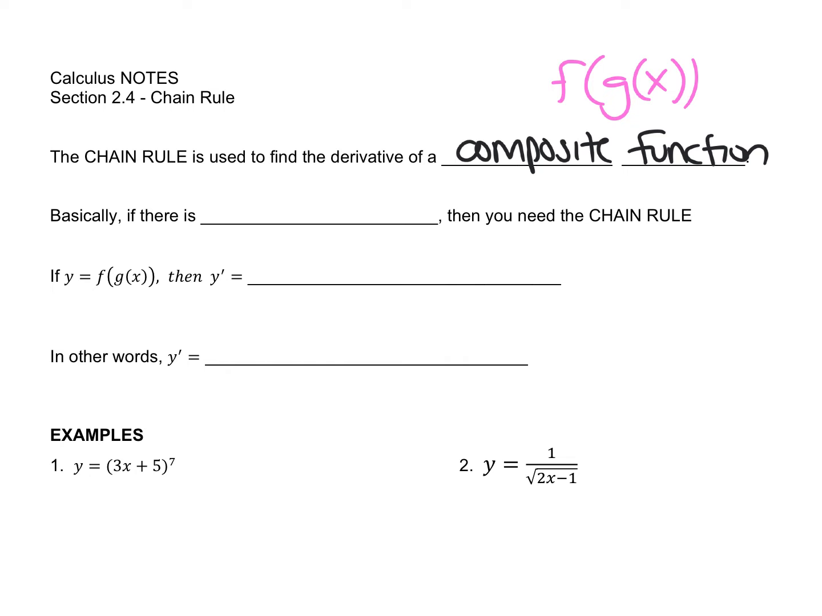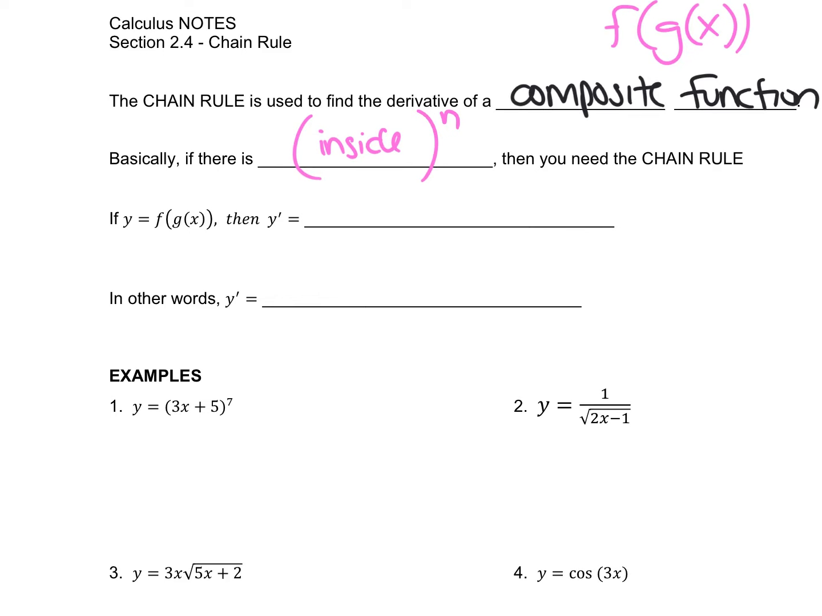Basically, if at any point in time you have something where there is an outside, and I'll just say something to the nth power. It can be a 1/2 power. It can be a 3rd power. It can be a 7th power. Whatever it is, something to a power. Now, it's not always to a power because there's trig ones like this that we'll talk about. So if there is an outside function and an inside function, then you need the chain rule.